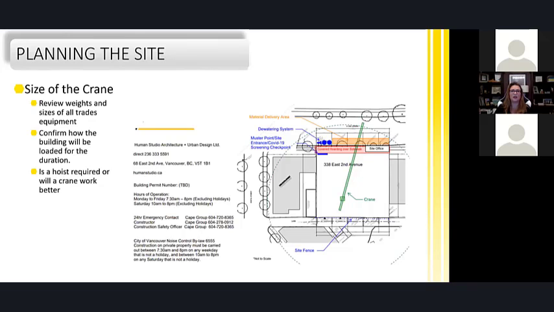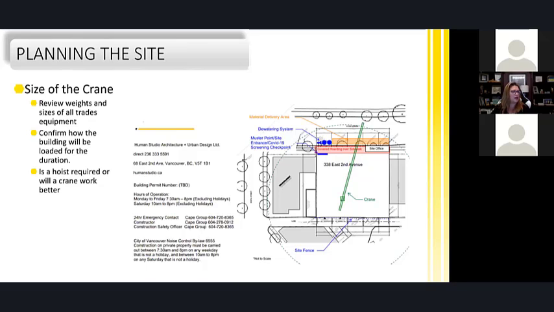We review all the weights and all the sizes of the trade equipment at the very beginning of the construction sequencing. So we bring in mechanical and electrical into the project very early, and we start talking about the size of their HVAC units, what kind of curbs are going to be needed. Is the whole unit coming as one piece, or can we split it and bring it in multiple pieces and maybe downsize the crane?